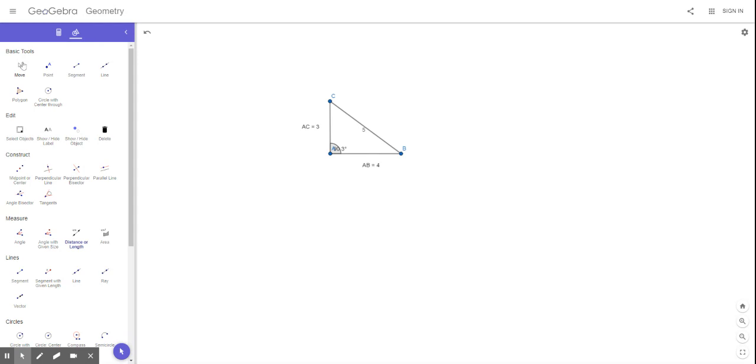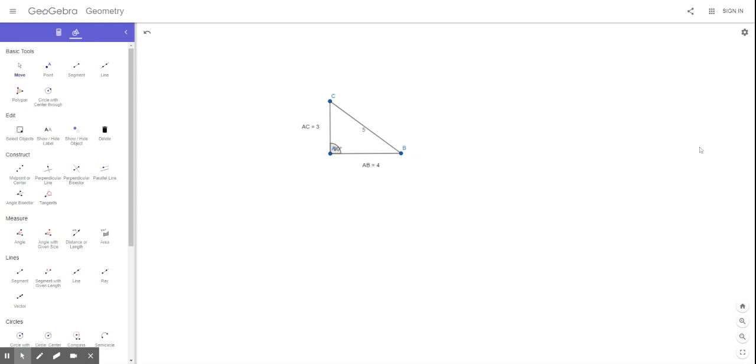Okay, 3, 4, 5. So if it's a right triangle, a 90-degree angle right here, a squared plus b squared is going to equal c squared. So 3 squared is 9, 4 squared is 16. You add those together, it equals 25, which also happens to be 5 squared.